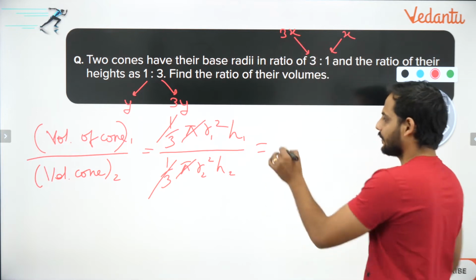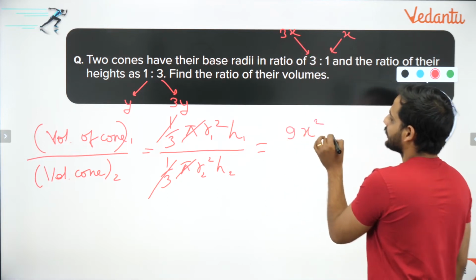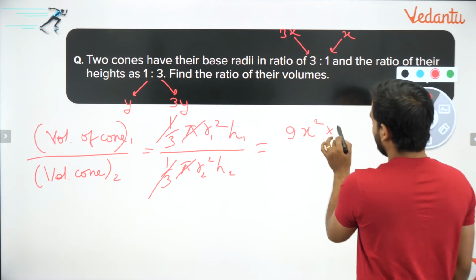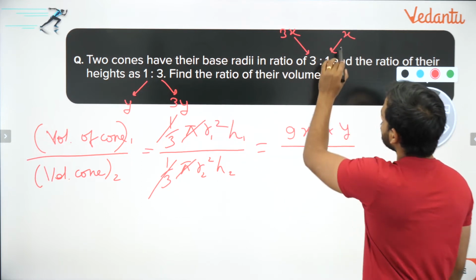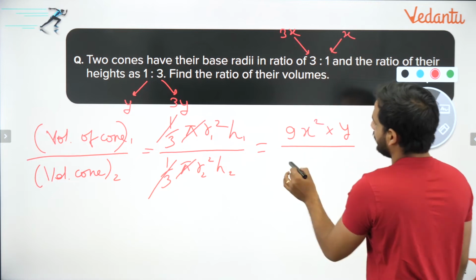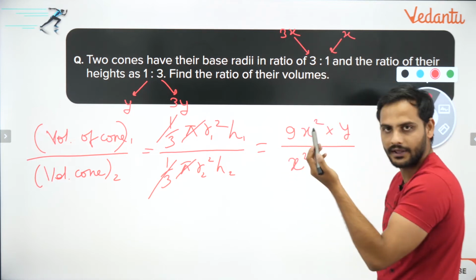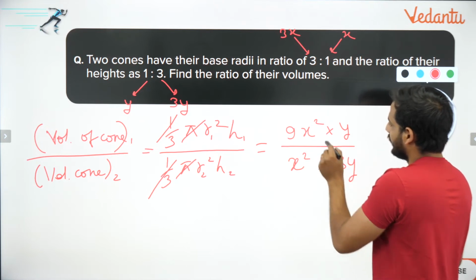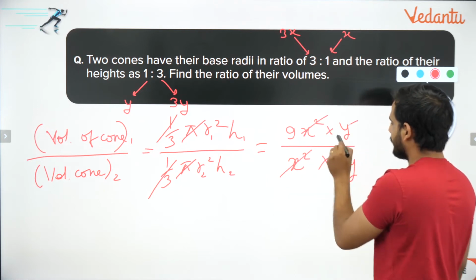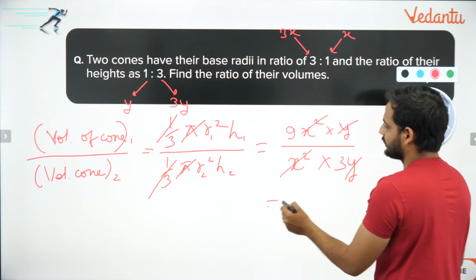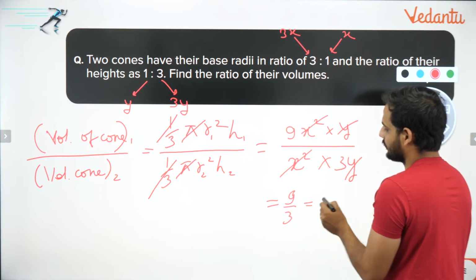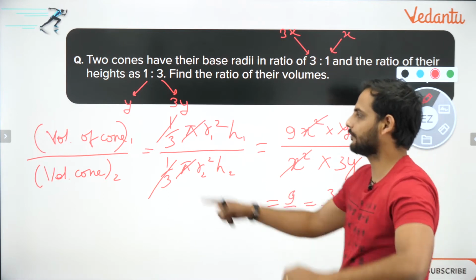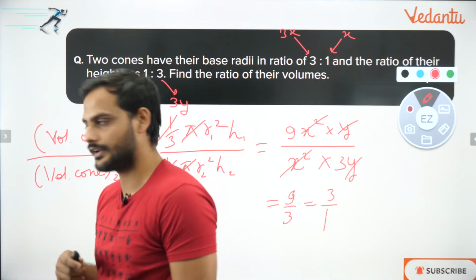3x. So (3x)² will become 9x² into h₁ is y, upon r₂² is x² and here into 3y. Now see, x² and x² got cancelled, y and y got cancelled. You are left with 9/3, and 9/3 is equal to 3/1. So the ratio of the volume of cone 1 to cone 2 is 3:1.